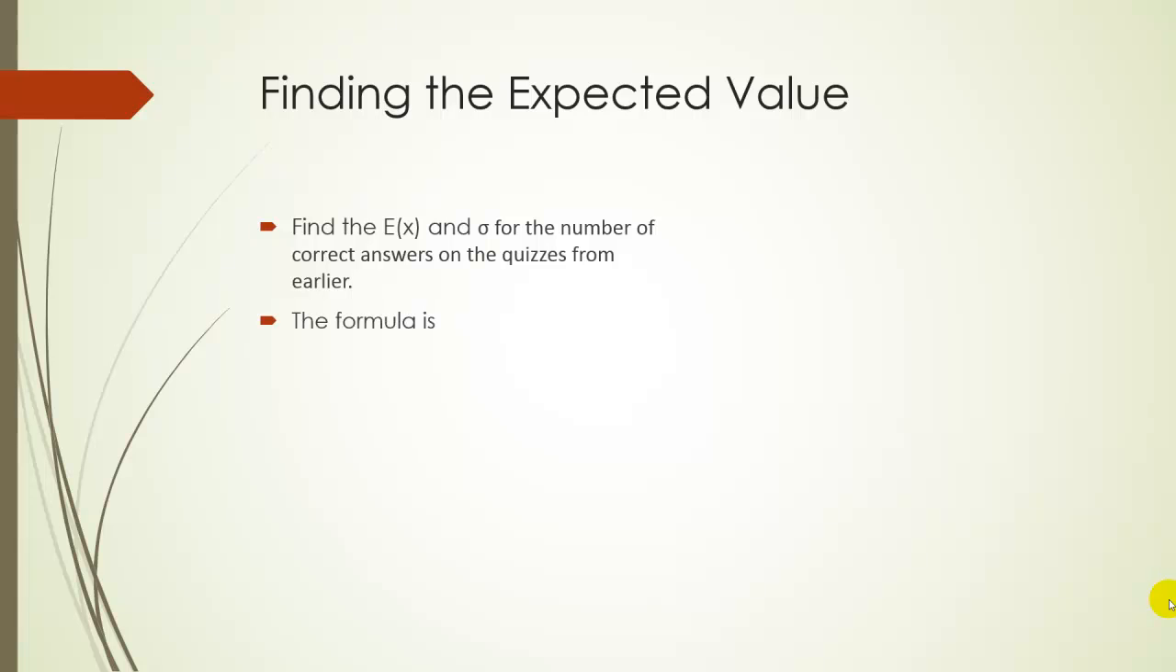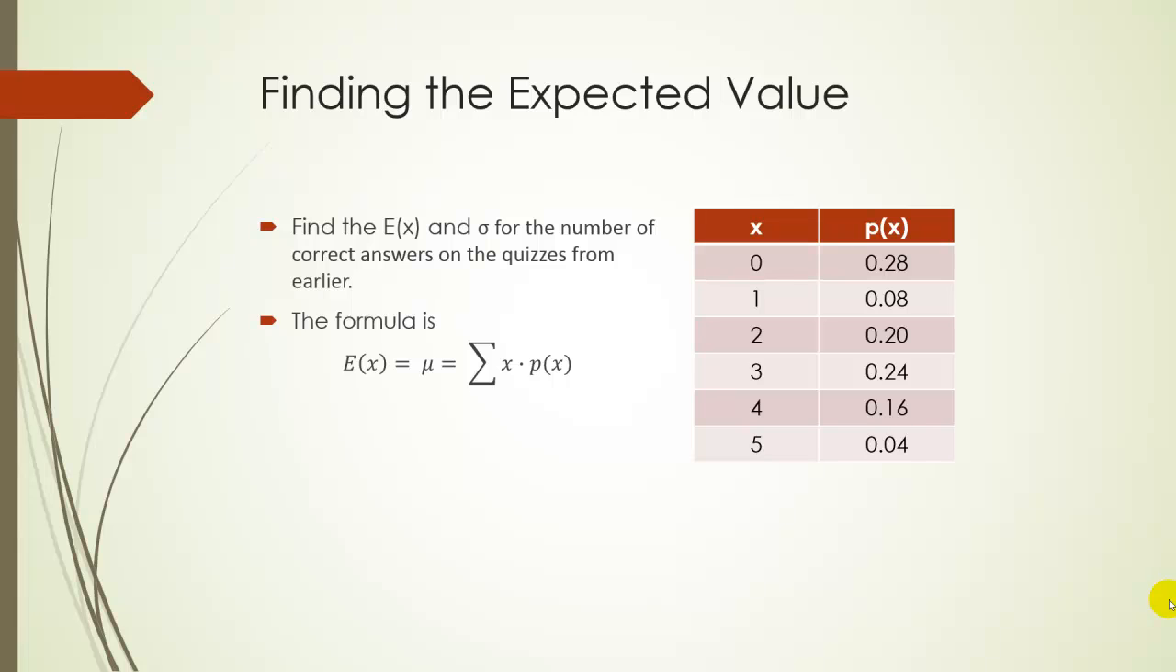So let's look at our quiz scores from earlier. We know our formula, and here's our probability distribution. First thing we want to do is take each x value and multiply it by its probability. So 0 times 0.28 is 0, 1 times 0.08 is 0.08, 2 times 0.2 would be 0.4, etc. And so there we go.